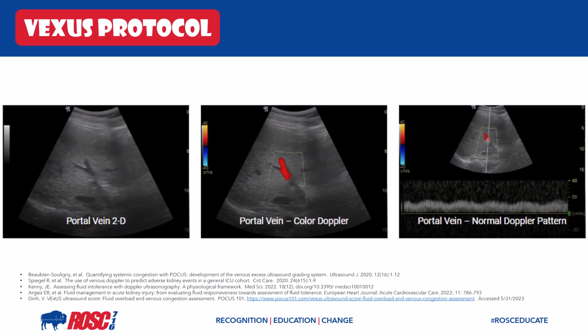Next, we're going to turn our attention to the portal vein. Once again, we're going to obtain our image, this time of the portal vein via 2D echo. We're then going to activate our color flow Doppler. We're going to identify the red. It's red because the flow is moving towards the probe.